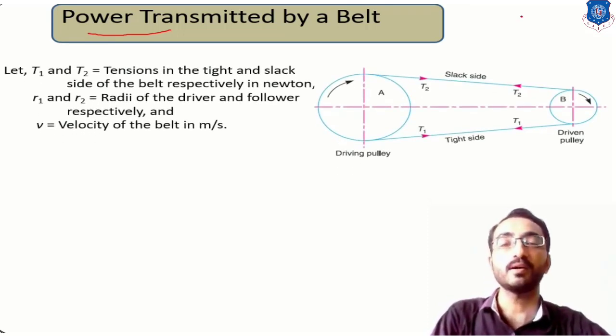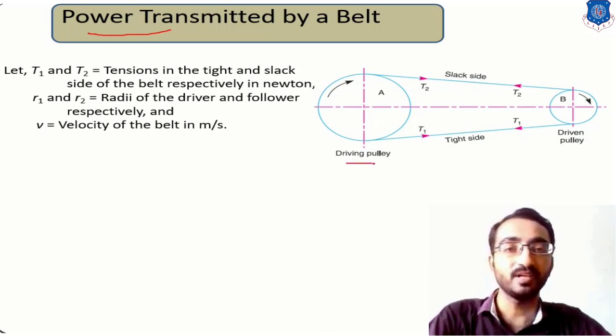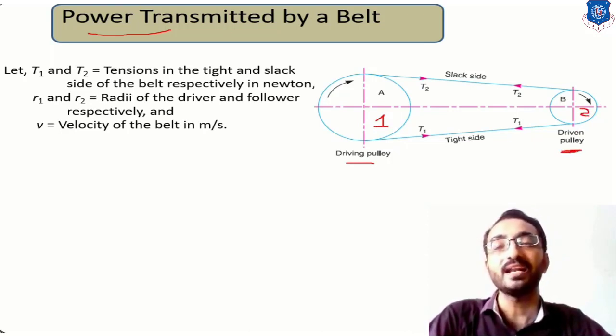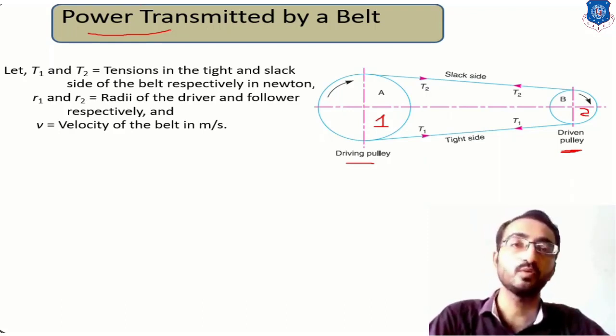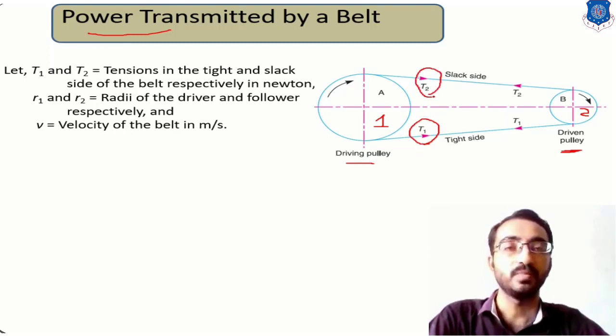So now the amount of power transmitted can be derived with this basic fundamental. Let's consider a driving pulley, that is pulley number 1, connected with pulley number 2, that is your driven pulley. While we are transmitting power from one shaft to another shaft, we have to consider how much force or tension between the belts is making a difference. Let's consider T1 and T2, that is tension on the tight side and tension on the slack side.